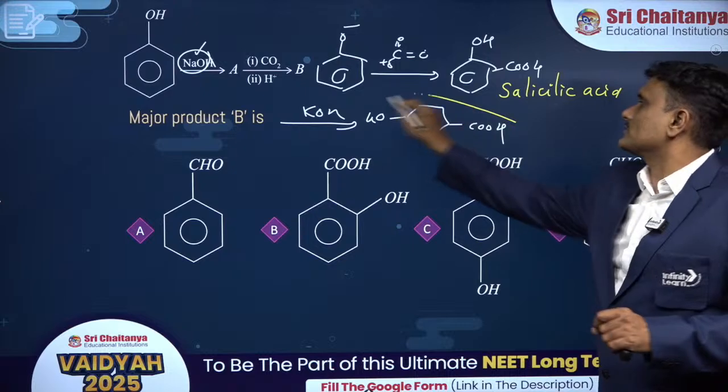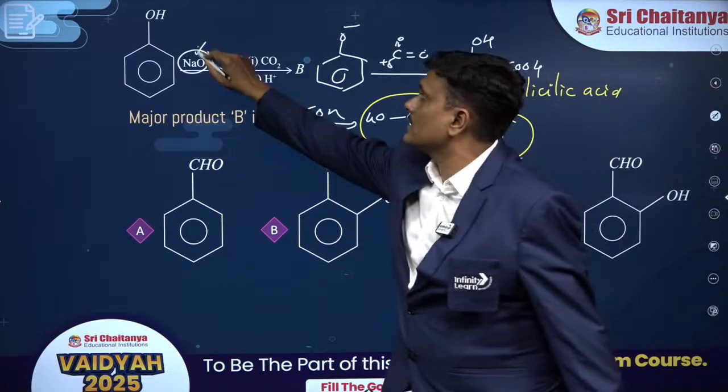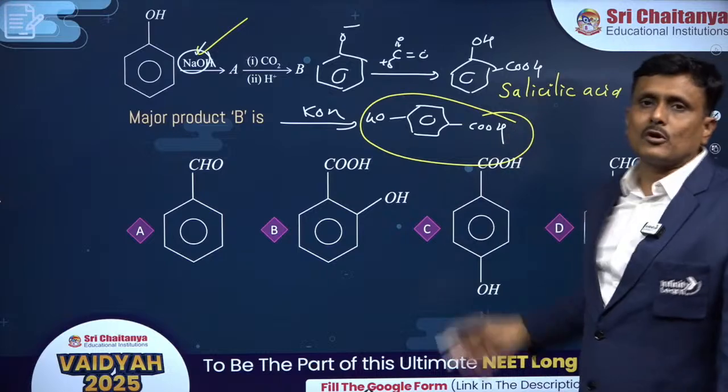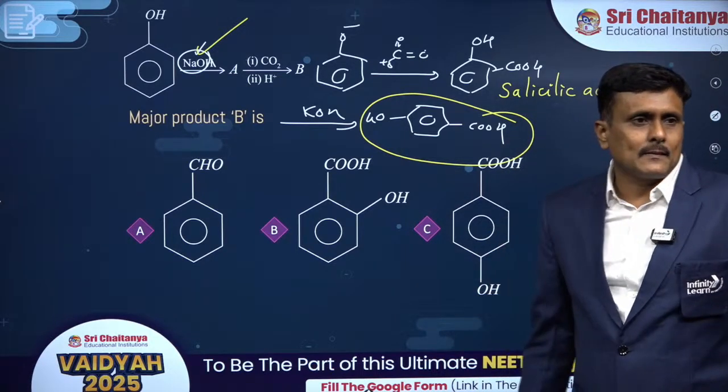This is para-hydroxybenzoic acid. So if you take NaOH, remember this very important point. NaOH gives you ortho as major product because of chelation reasons that we are not going to talk about here.